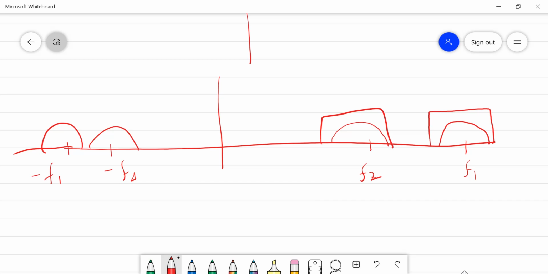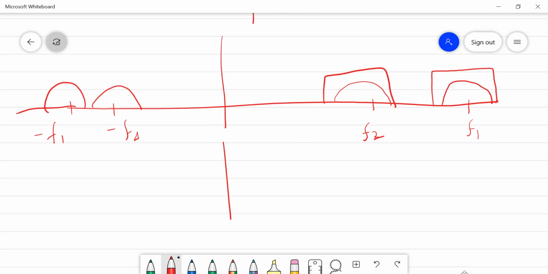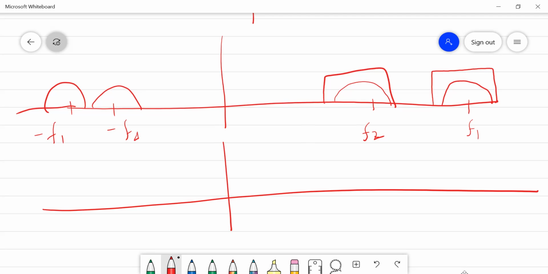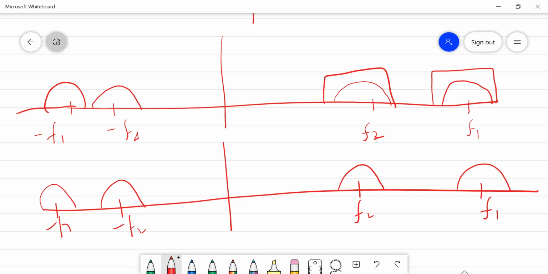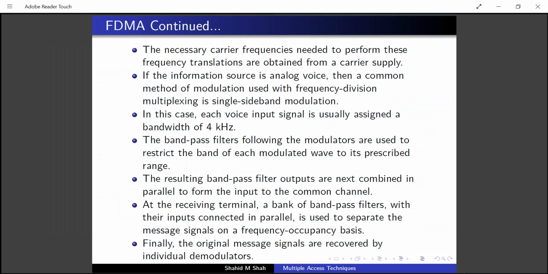Now at the receiver, you will again get the combined signal, right? So in terms of frequency, you will get both f1 and f2. So definitely at the receiver also you have to put several band pass filters. One band pass filter centered around f1, you will get the user 1 signal. Another band pass filter centered around f2, you will get the user 2 signal. That is what it is saying here.